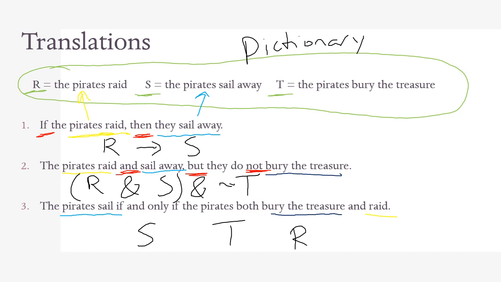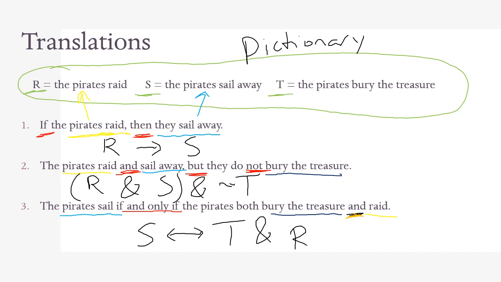So now let's go back through and find our operators. Well, we have an if and only if. So an if and only if, represented by a double arrow. The pirates both bury the treasure and raid. So we know we've got that. So now we have to figure out where our parentheses are, because our T both has a double arrow attached to it and an ampersand attached to it, and it can only have one at a time.